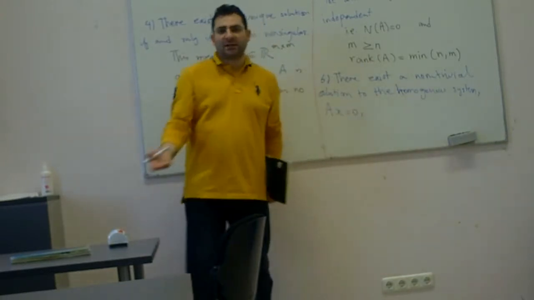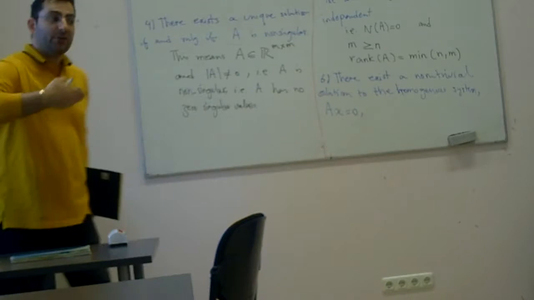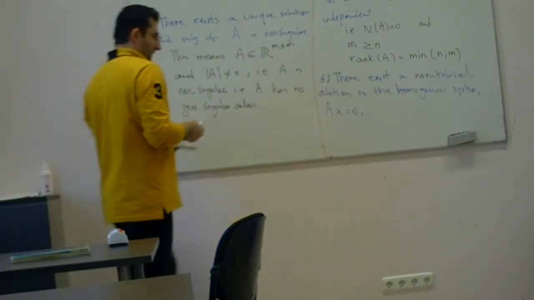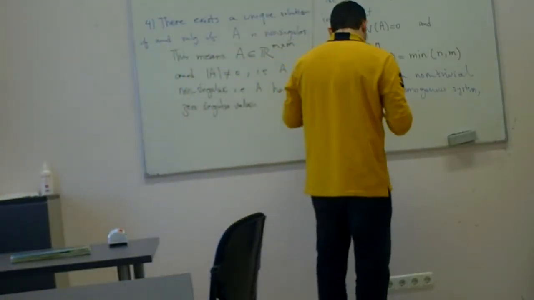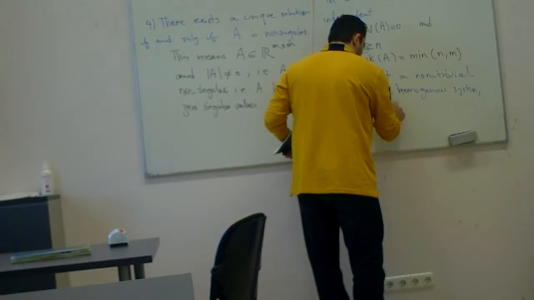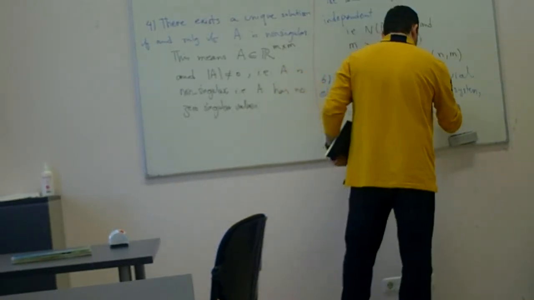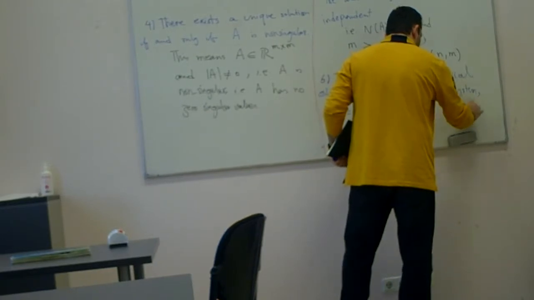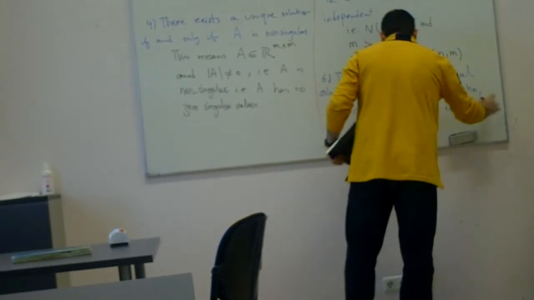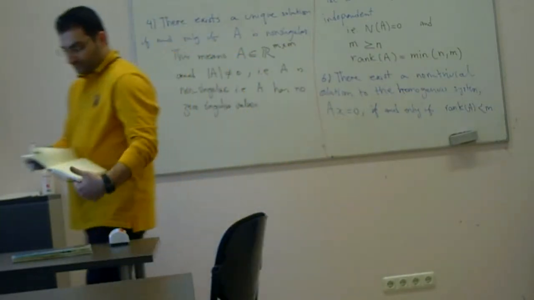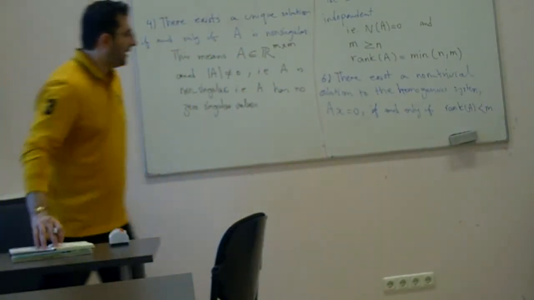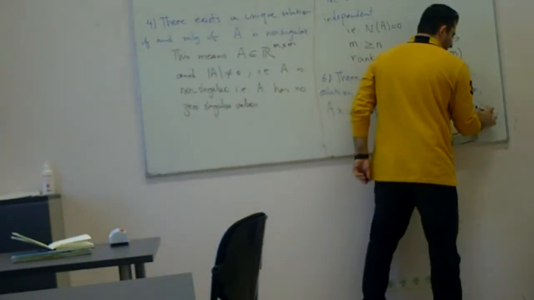x0 is a trivial solution. So we have a non-trivial solution for the homogeneous system if and only if rank of A is less than n. Sorry, n, the number of columns.